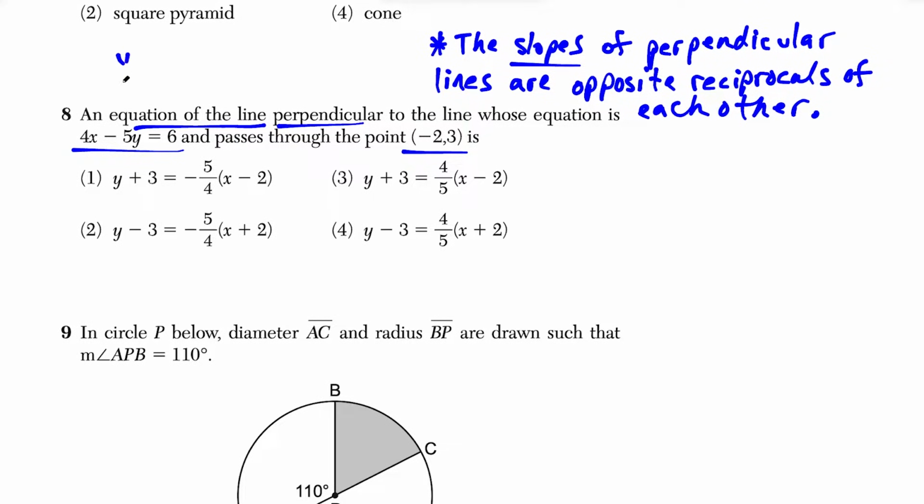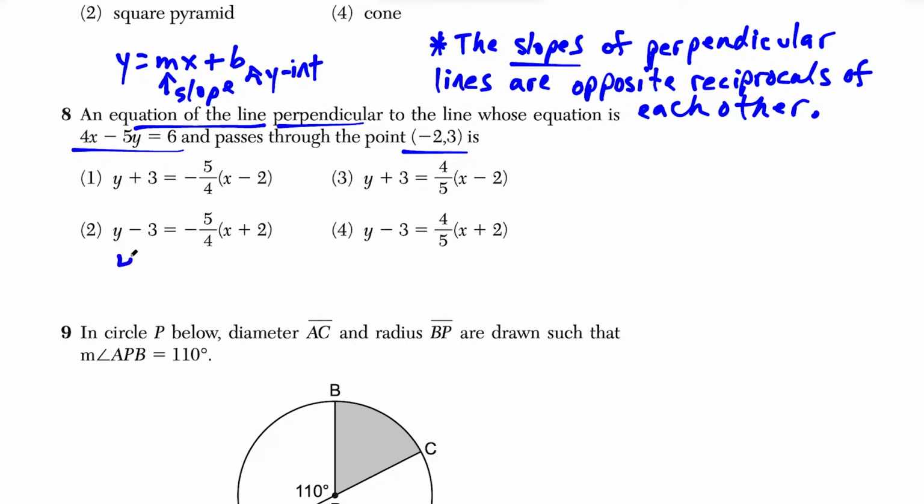So this equation y equals mx plus b is going to be very helpful for us, because if we could get this equation in the form y equals mx plus b, that's going to tell us the slope of the line that they gave us. The b value here is the y-intercept, and in some cases this is very important, but for this question we only have to focus on the slope.